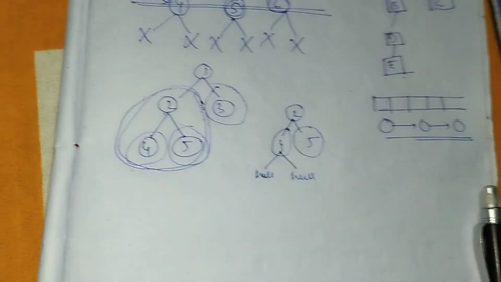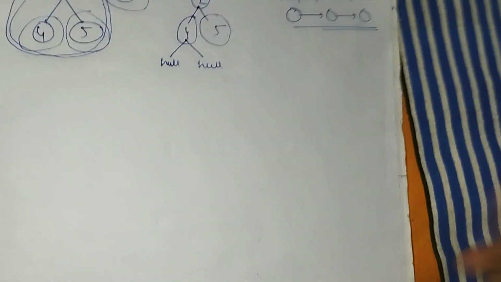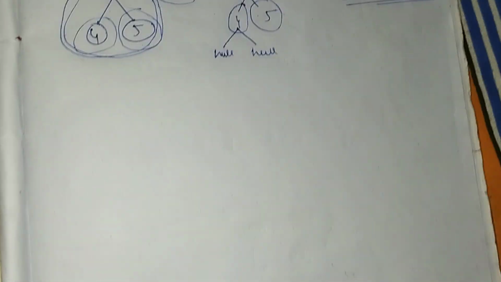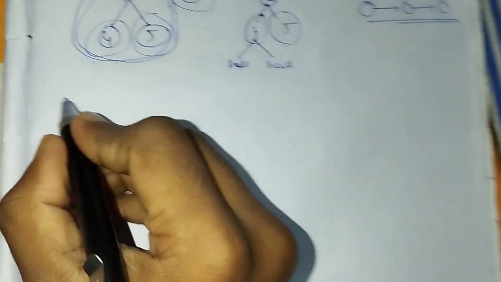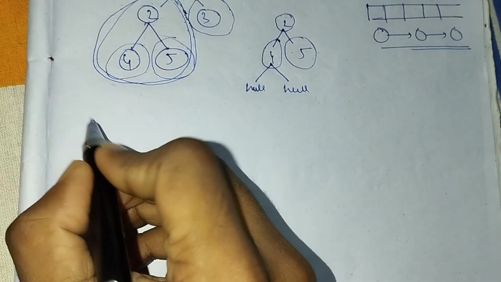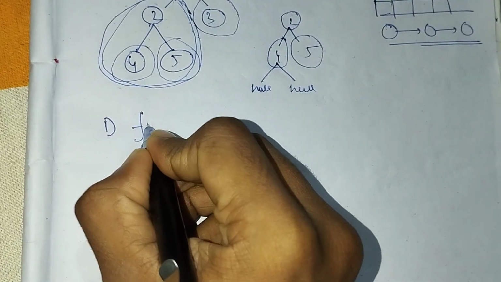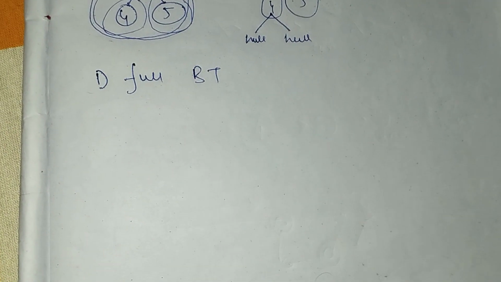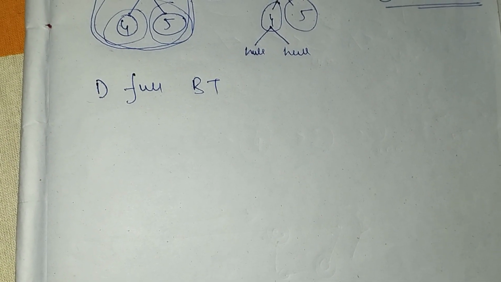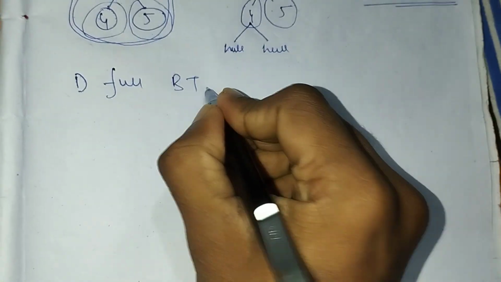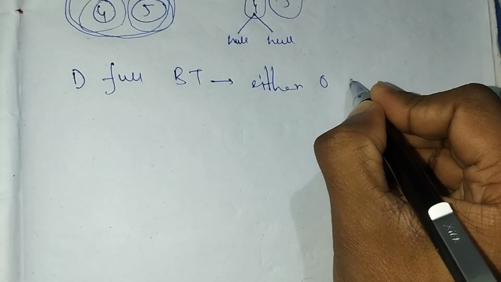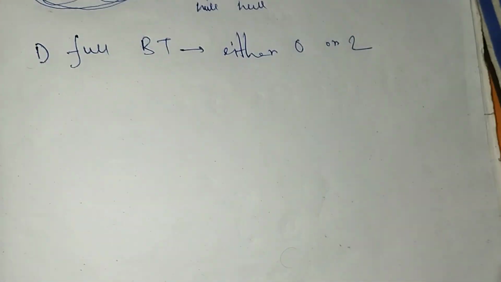So now let's talk about the types of binary tree. There are basically 5 types of binary tree we are going to talk about. First one, the full binary tree. Here I say BT is like short form of the binary tree, you get it, right? So what is now a full binary tree? A full binary tree is a tree which has either 0 or 2 children.